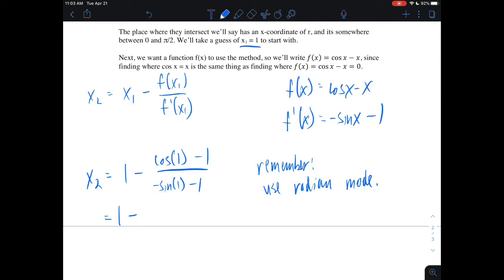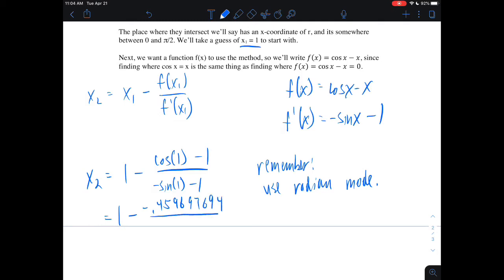So first of all, I want cosine of 1 minus 1. So cosine of 1 minus 1. And you're going to get a decimal out of this, and you don't want to round too early. The point is we're trying to get something correct to 6 decimal places, so it might make sense if we go out to, say, the 8th or 9th decimal place. So the numerator here is negative 0.45969769.